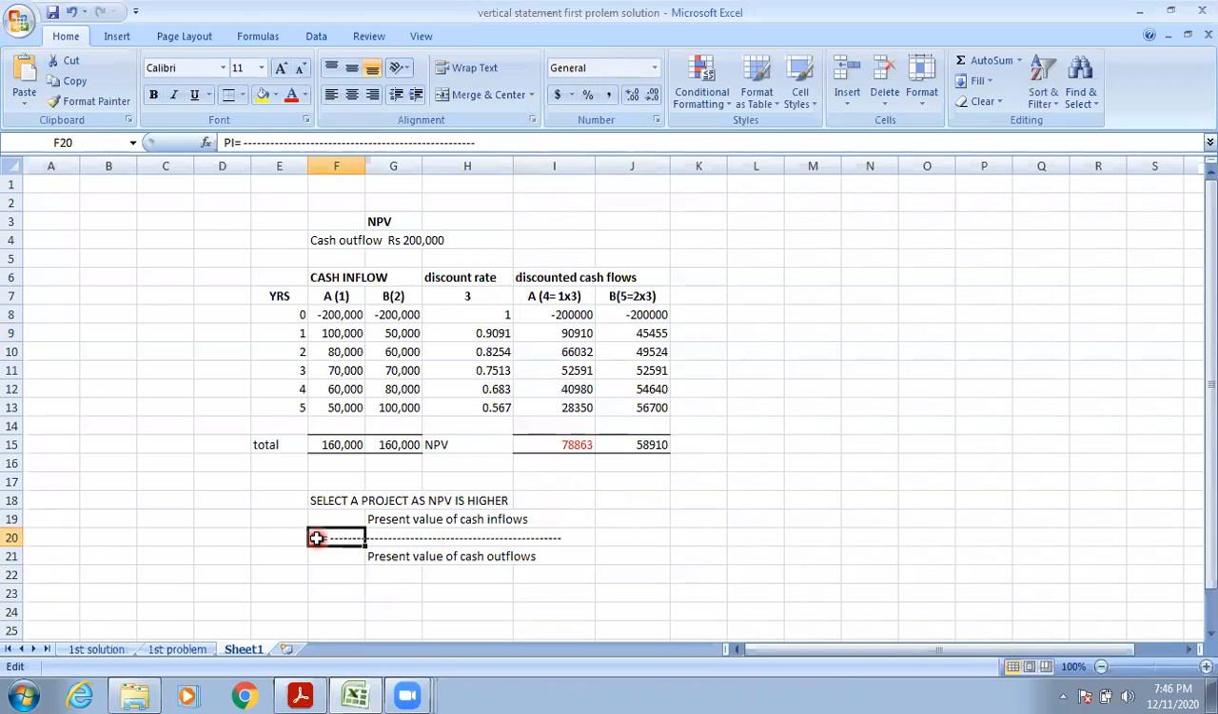We will start. In this case, this is the total. For A, PI of A is present value of cash inflow. The present value of cash inflow means the total of this thing. Okay, right? We will total this.